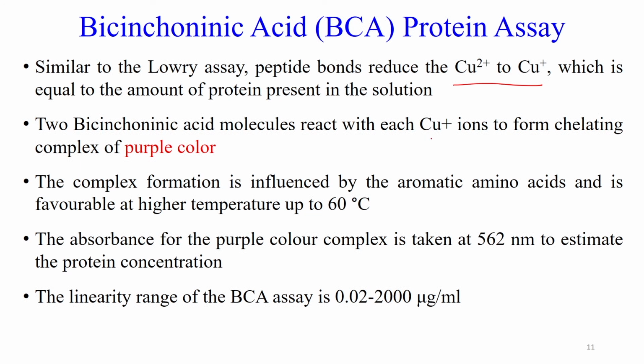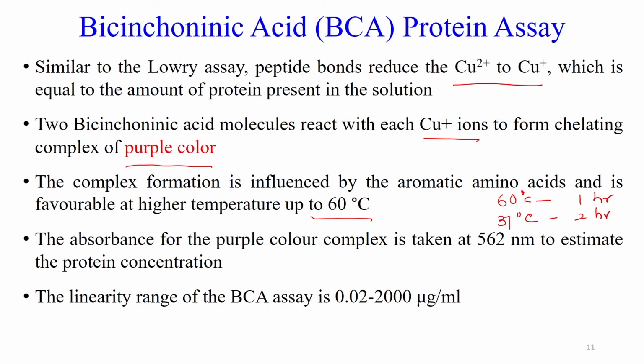Now, this copper plus ion binds, or you can see it chelates, with the BCA molecules, which results in the formation of purple color. And this complexation is favored at 60 degrees centigrade. So, typically we incubate at 60 degrees centigrade for, let us say, 1 hour, or if you are incubating at 37 degrees centigrade, we have to incubate for 2 hours.